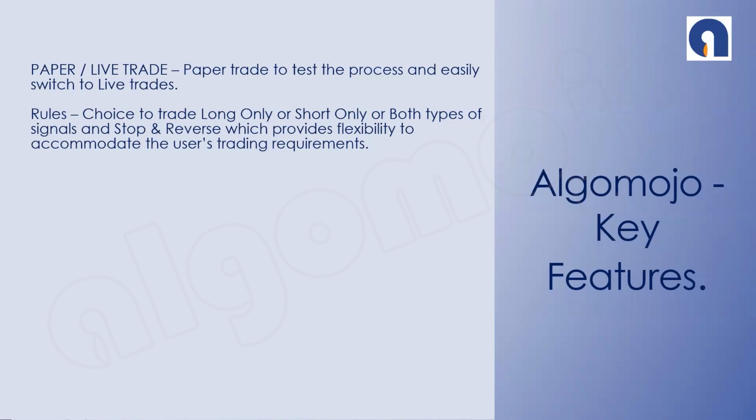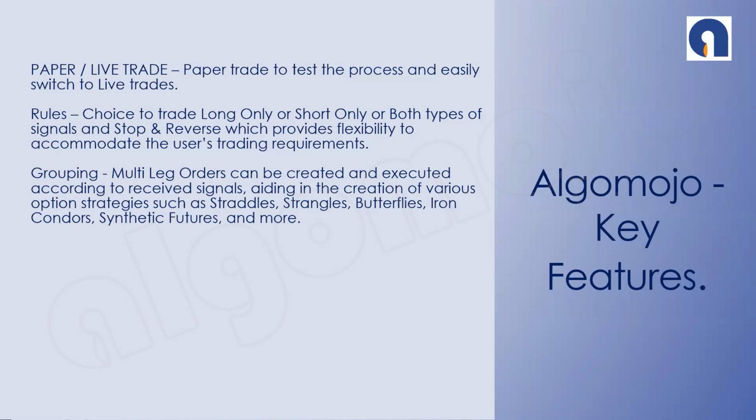Taking it forward, suppose you're an option trader and you have multiple legs to be executed based on a single signal, we can help you to do that. So if you're trading strangles, straddles, or butterfly, iron condor kind of strategies, based on a single signal, all the legs that are there as per the option strategy can be executed by using a facility called grouping.